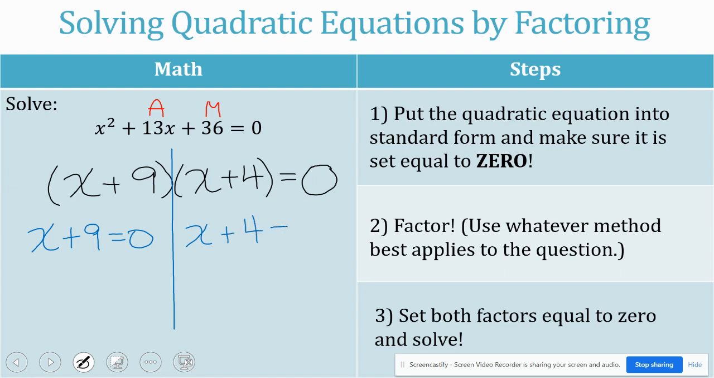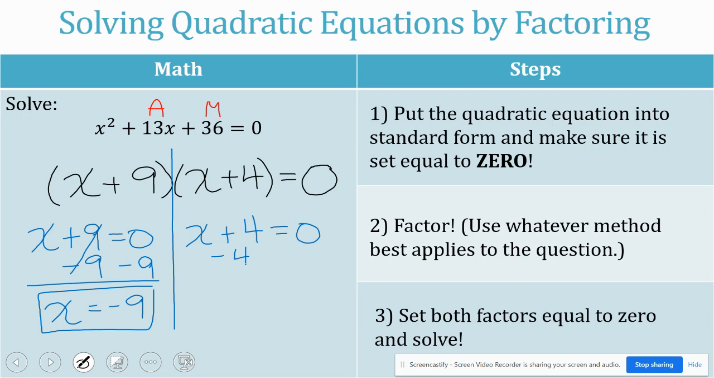The reason why we do this is because, remember, when we multiply these two binomials together, we have to get 0. So that means either x plus 4 can equal 0 or x plus 9 can equal 0. They both can equal 0, but one of them has to equal 0 because 0 times anything is 0. Okay, so now let's solve this. I'm going to subtract 9 on both sides here. So we get x equals negative 9.